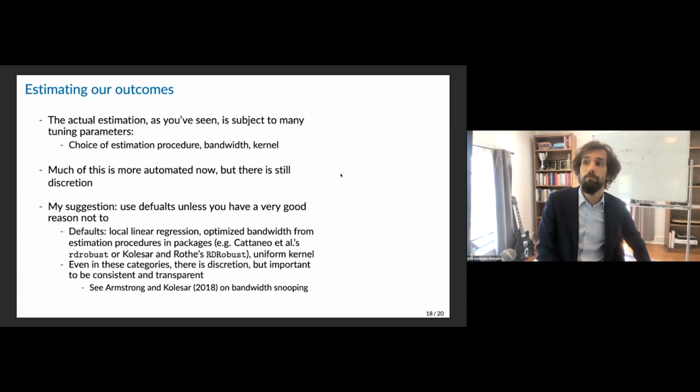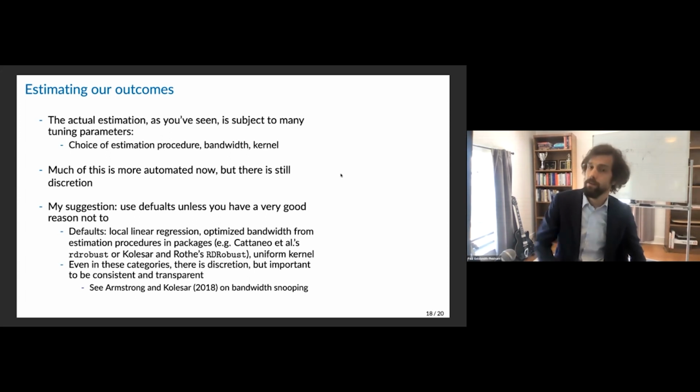There's a lot of things that are more automated now, but there's still a lot of discretion, especially as you start doing these non-parametric methods. You have all these tuning parameters you have to worry about. And once you want to allow for more complicated things, there are just more and more tuning parameters to deal with. My suggestion to you is to use defaults unless you have a really good reason not to.